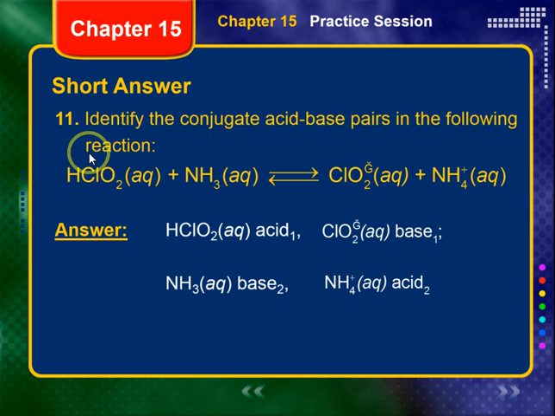What else do I got? Well, if this is the acid, that means that this ammonia is the base, right? It's going to accept the proton from the acid. Well, after this base accepts the proton, this is considered the conjugate acid. So, base, conjugate acid.